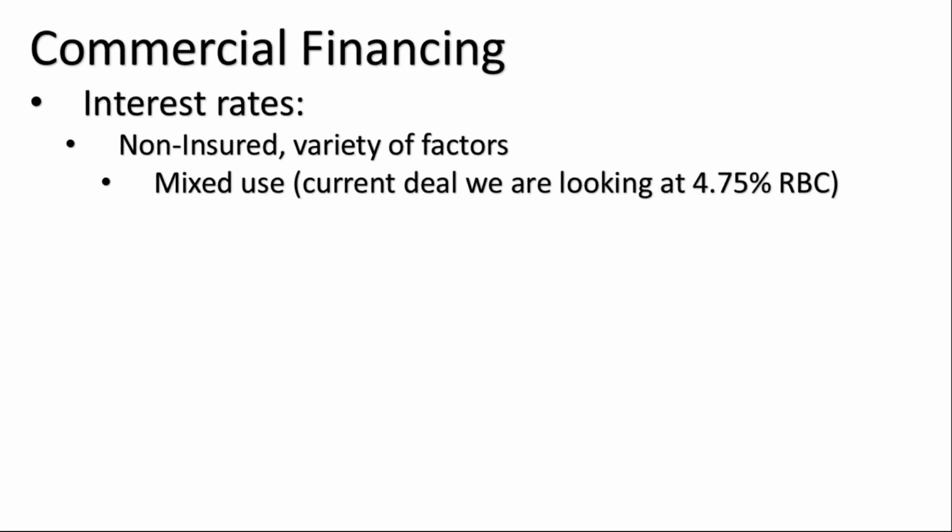So the interest rates, if it's mixed use, in the current deal we're looking at right now, it's a 50-50, meaning that 50% of the floor area is commercial space with 2 storefronts, and then there are apartments upstairs. RBC has quoted 4.75%.